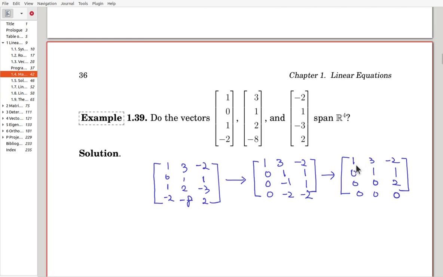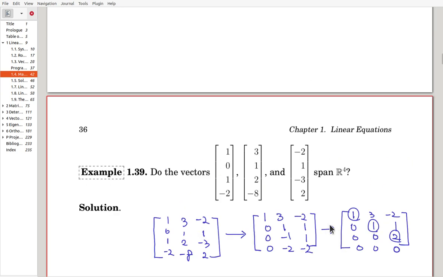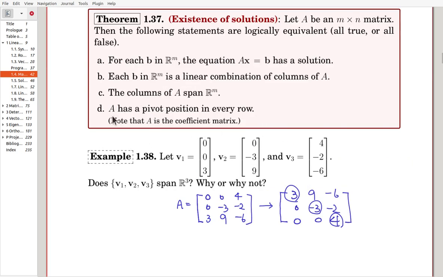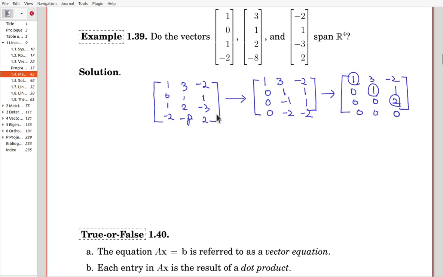So here we have pivot, pivot, pivot, so 3 pivots, but there are 4 rows, so this last row cannot have a pivot position. So statement D is not true, which means statement C also must be false. Okay, so the answer for the question is no.